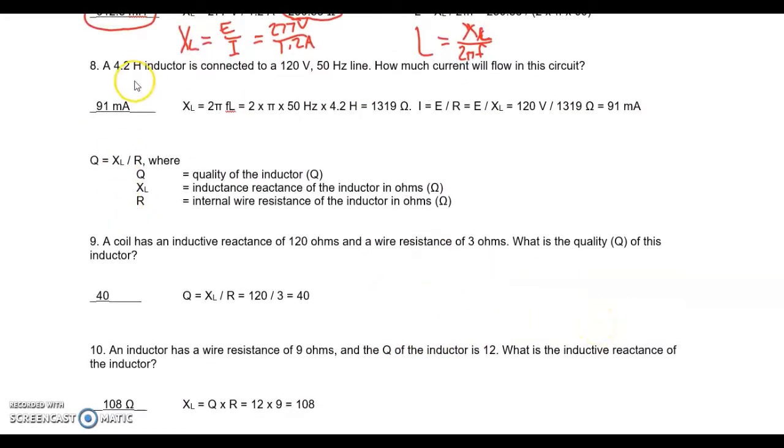Number 8. A 4.2 Henry inductor is connected to a 120 volt 50 Hertz line. How much current will flow in this circuit? I underlined 50 Hertz because that's sort of an unusual frequency for us here in the US, where we are more accustomed to 60 Hertz. So be careful when you read the problems in quizzes and exams. So we're solving for current.